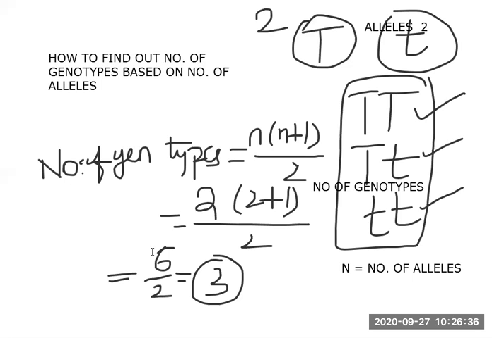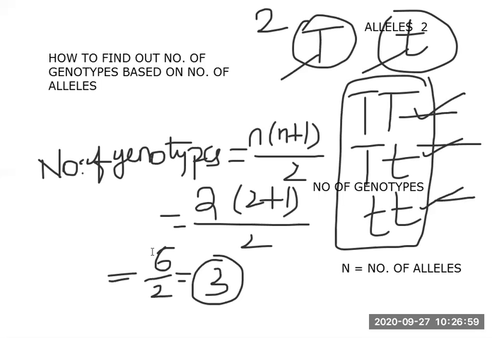That means we can apply this principle in Mendel's pea plant characters. For two alleles, how many genotypes will come? 3 genotypes. So that is proved here with this principle: number of genotypes equals n into n plus 1 by 2.